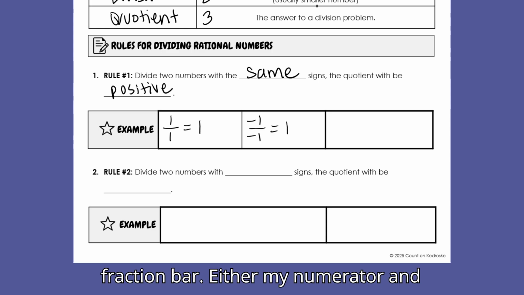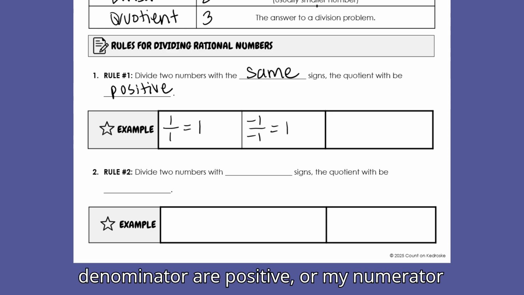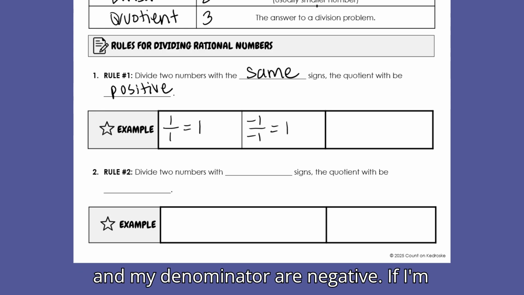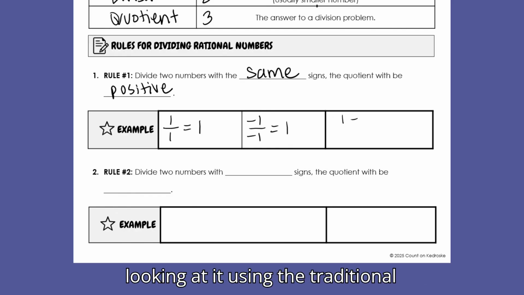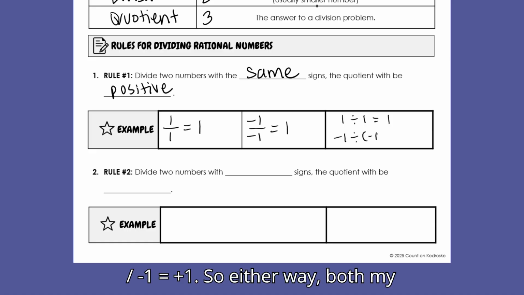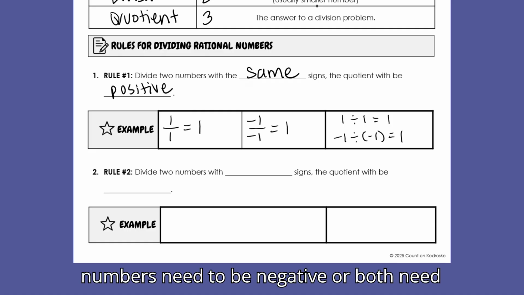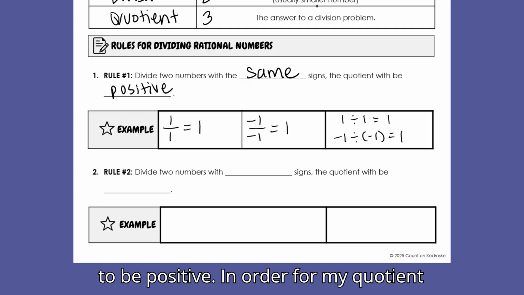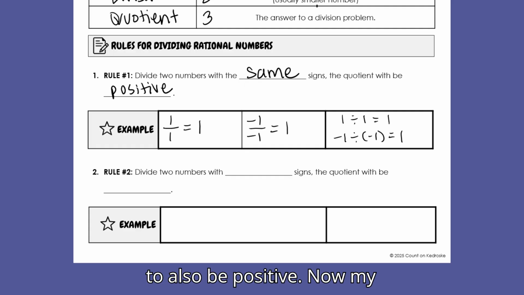Either my numerator and denominator are positive, or my numerator and my denominator are negative. If I'm looking at it using the traditional division symbol, 1 divided by 1 equals 1, or negative 1 divided by negative 1 equals positive 1. So either way, both my numbers need to be negative or both need to be positive in order for my quotient to also be positive.